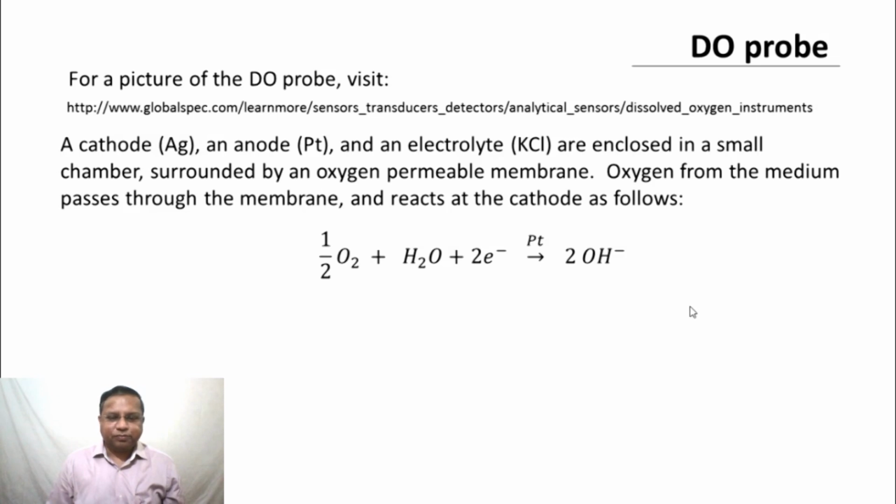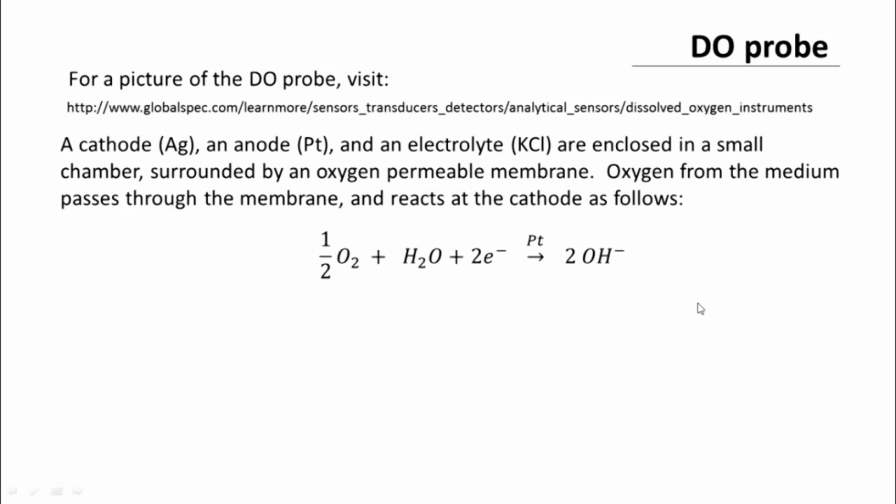At the cathode. I'll clarify that a little later. At the anode, you have silver plus chloride, giving you silver chloride plus electrons. These are the two reactions that take place at the electrodes. Let me say that for now.